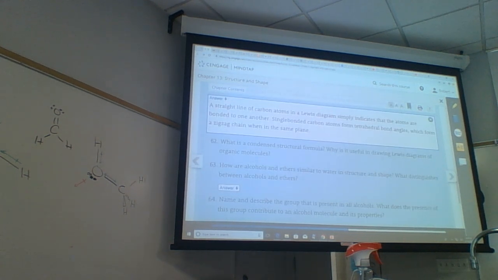What is a condensed structural formula? Condensed structural formulas are incredibly useful. So let's take a look at this. What is this here? This molecule?